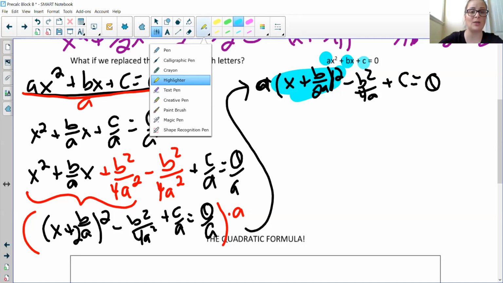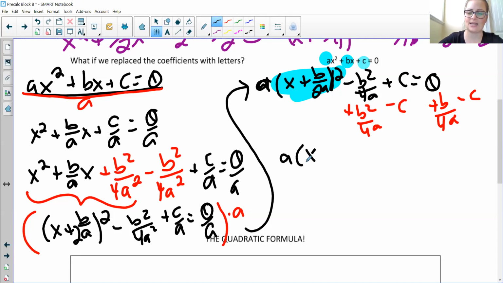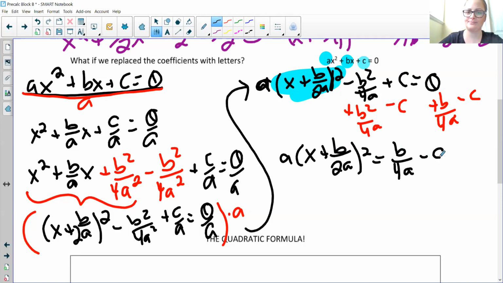So I'm going to do that now. In order to do that, I'm going to add b squared over 4a, and I'm going to subtract c, and I'm going to do that to both sides. So I'm going to get a times (x plus b over 2a) squared equals positive b squared over 4a minus c. There's more than one way to derive this too, by the way. I'm then going to divide everything by this a, because I need to get this a out of here.